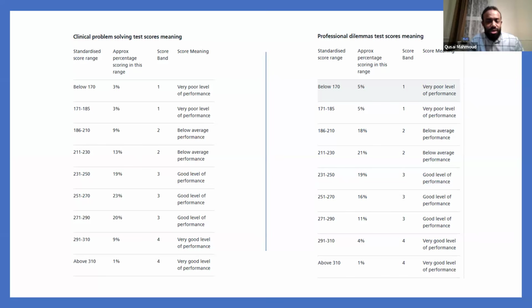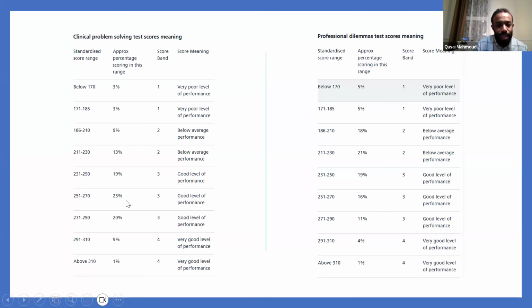Let's look on the left side. This is the clinical part. For example, look at the average. You will see 19% of the cohort scoring between 230 and 250, which is the average. Here, 19% as well, scoring the same thing. That's why it is the average, scoring between 250 and 230.